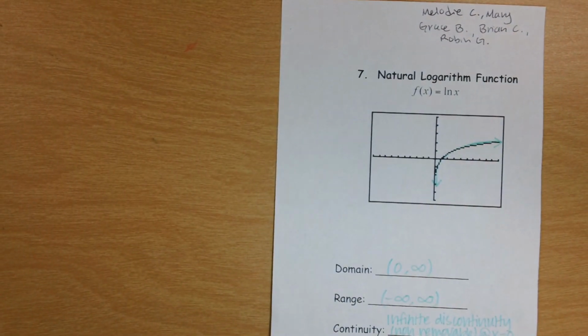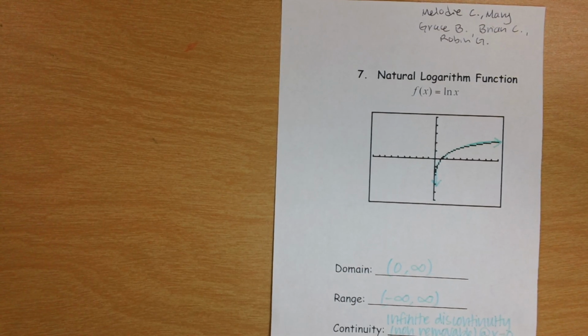F of x equals the natural log of x is the parent function for natural logarithm functions. The domain of the function is 0 to infinity. This is because our line starts at 0 but does not touch it, and goes on endlessly. The range of the function is negative infinity to infinity, and the function never touches x equals 0 since it has a vertical asymptote.